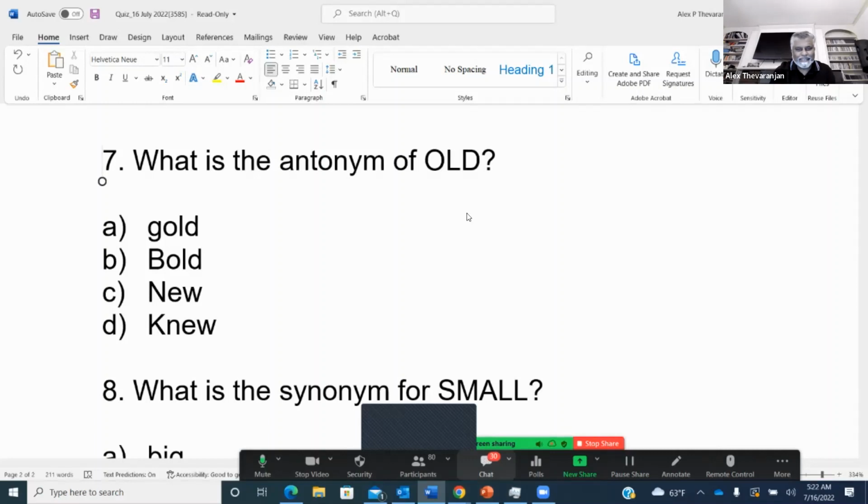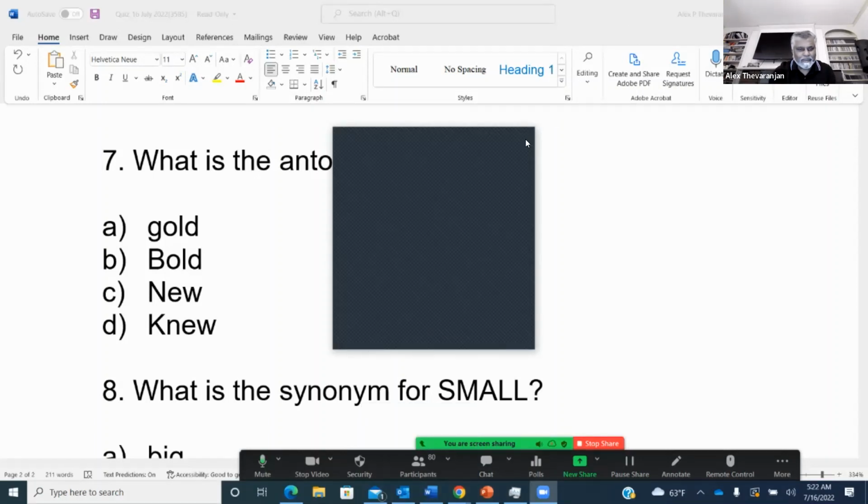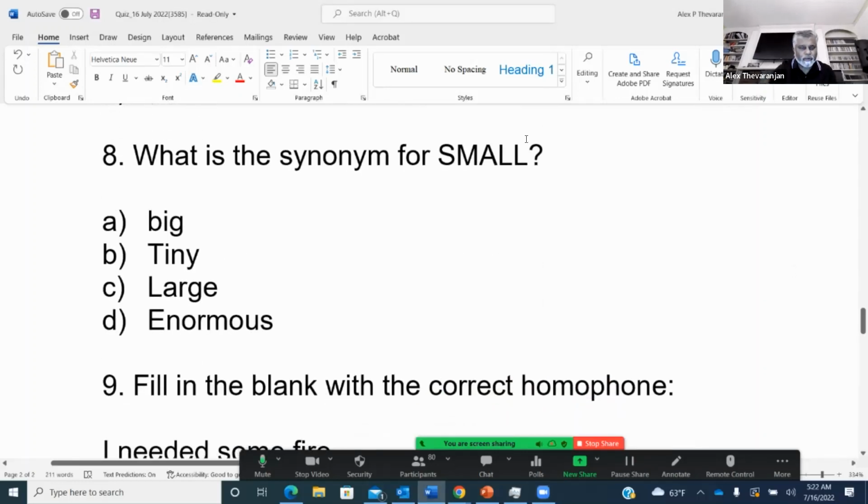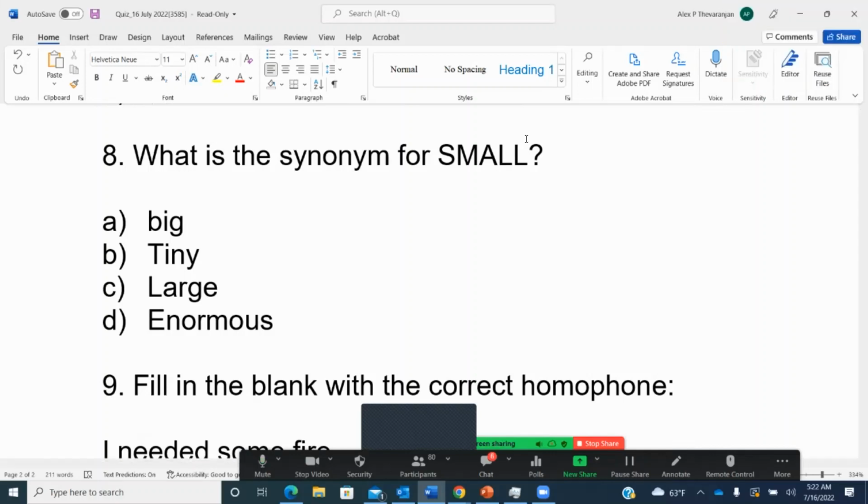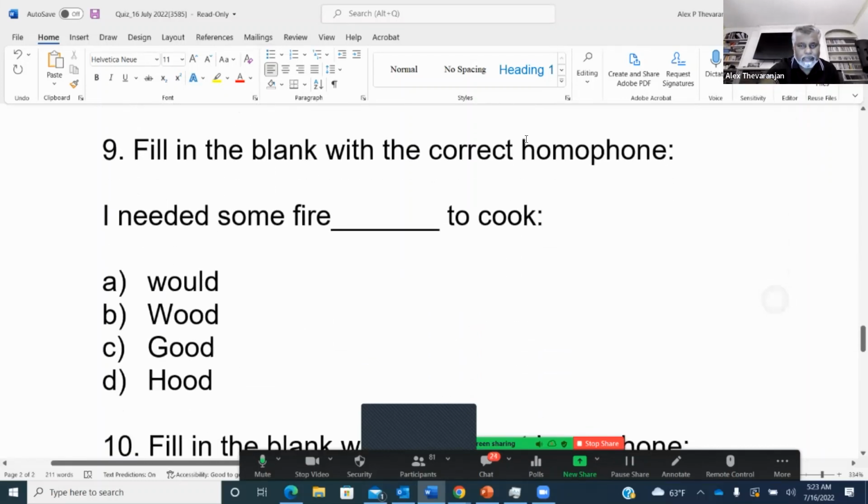Right. What is the synonym for small? Synonym for small. Antonym, synonym. Tiny. Okay. Tiny. Small, tiny. Synonym means same meaning. Right? Small, tiny. Not big, not large, not enormous. So, very good.